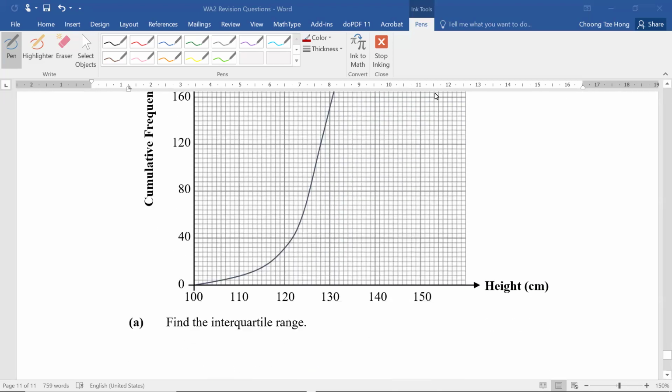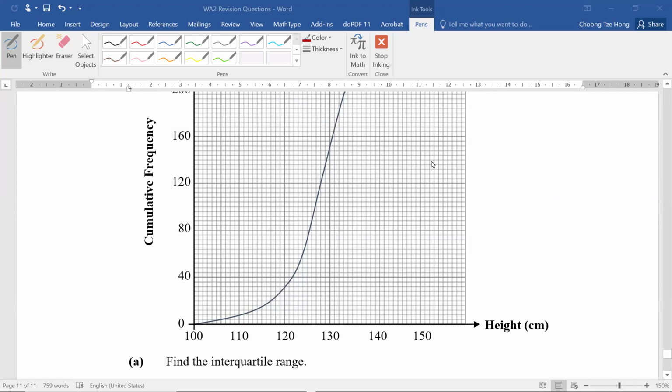Okay, then in part A, we are asked to find the interquartile range. We know that the interquartile range is the difference between the upper quartile and the lower quartile. So we should try to find the upper quartile and lower quartile for this particular cumulative frequency curve, right? The lower quartile is actually the 25th percentile, if you recall. So the lower quartile, which is also indicated by Q1, is the 25th percentile.